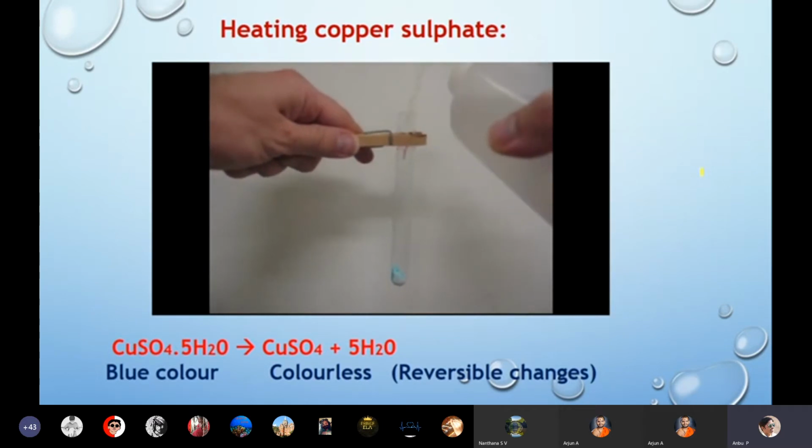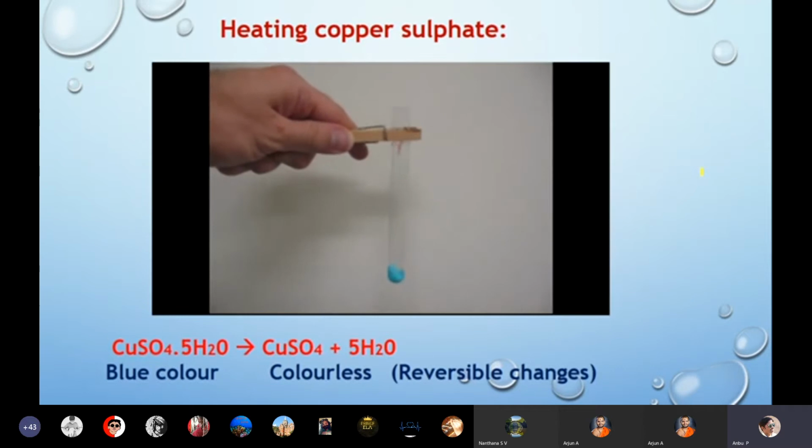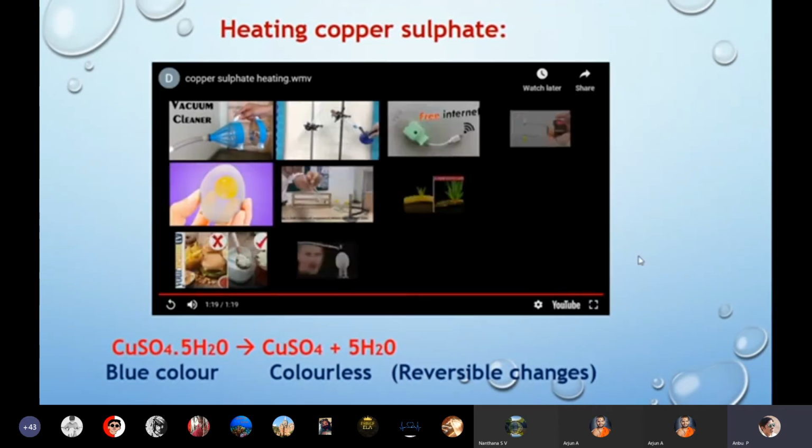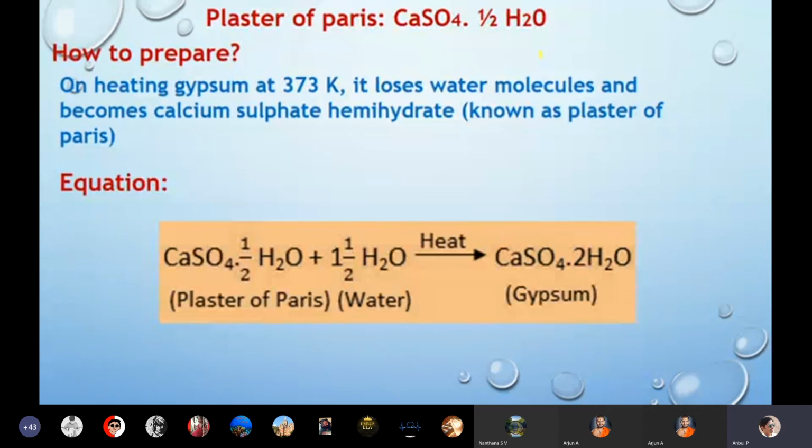Then we come to the fourth salt, which is plaster of Paris. You can ask me why the name plaster of Paris has been given. Before that, we'll see the chemical name of plaster of Paris. Calcium sulfate, CaSO4: Ca stands for calcium, S stands for sulfur, and O stands for oxygen. This salt can also be called calcium sulfate hemihydrate. The chemical name of plaster of Paris is calcium sulfate hemihydrate, with the chemical formula CaSO4 dot 1/2 H2O.